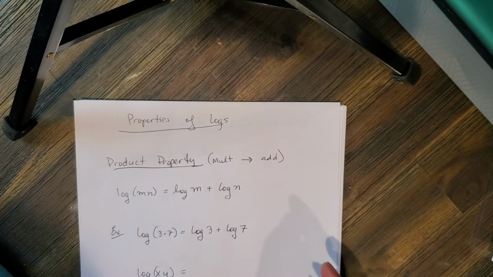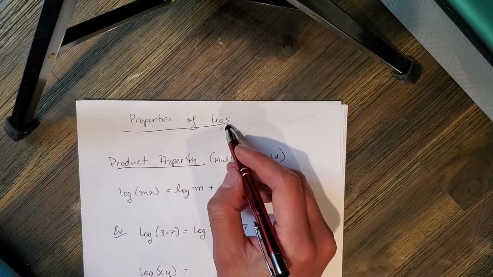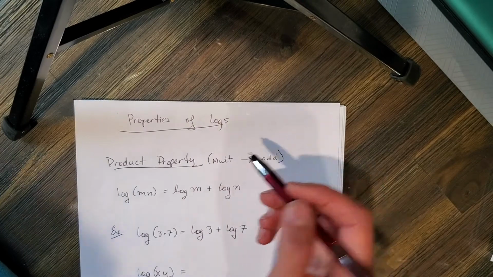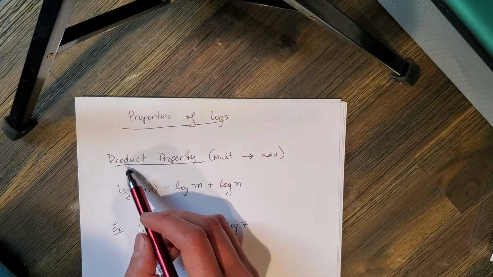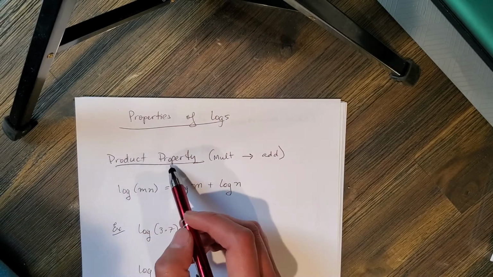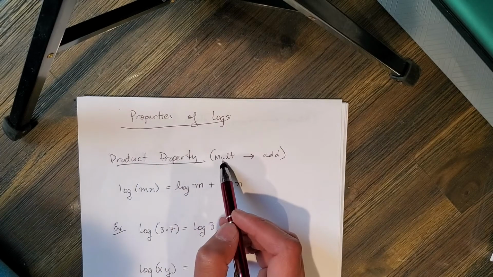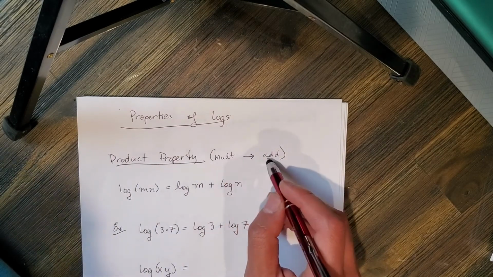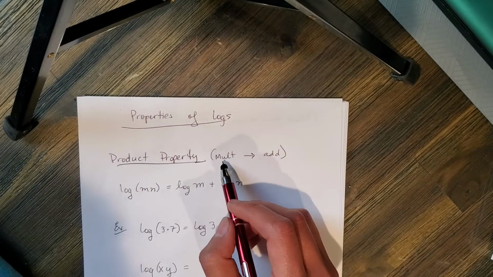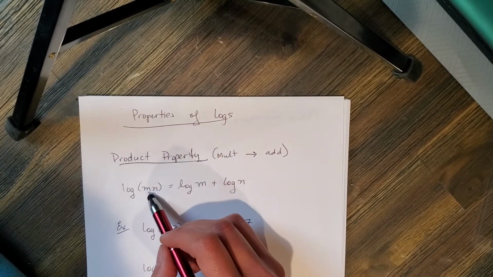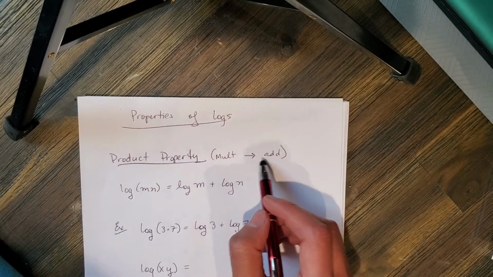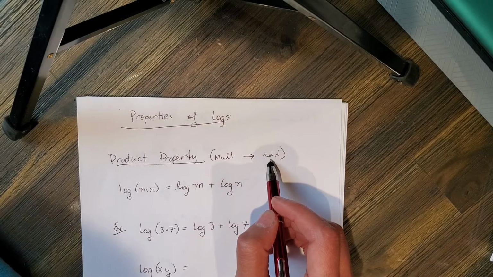Now let's get into the properties of logarithms, or we'll just call them logs for short, okay? So the first property we have, and there's only three, is called the product property. Product meaning multiplication. Notice here I have multiplication, then an arrow pointing to addition. So basically, if you see multiplication in the logarithm, then we can rewrite it as addition of two separate logs, okay?